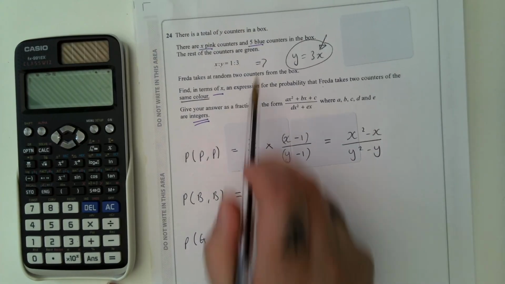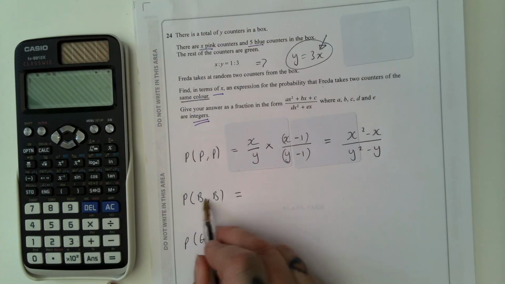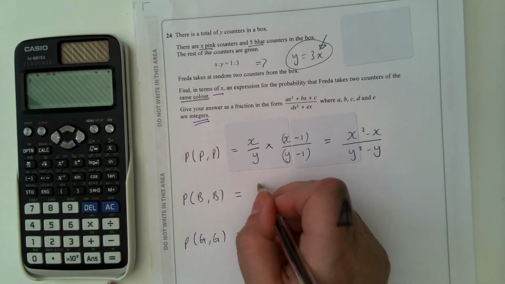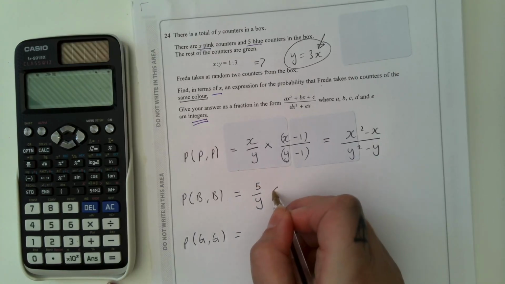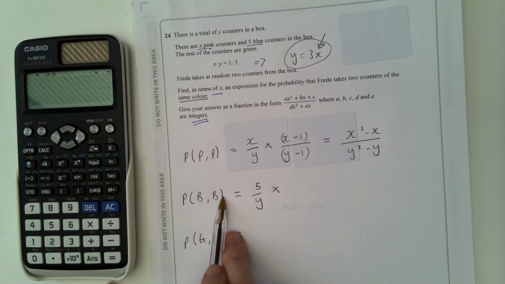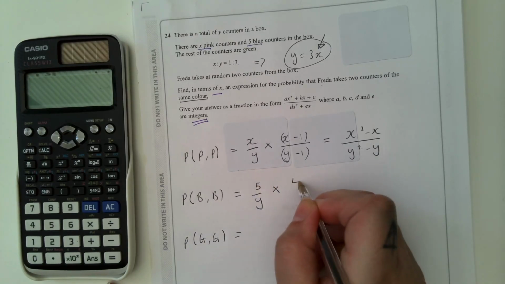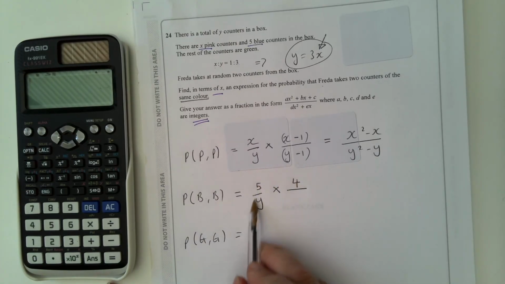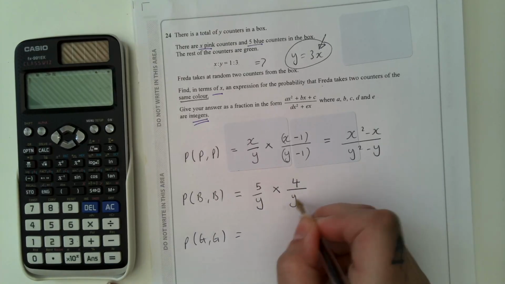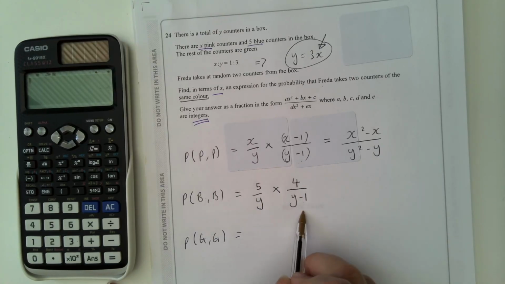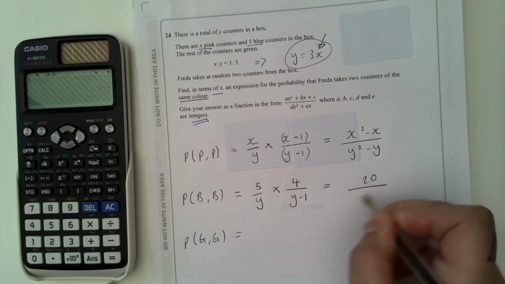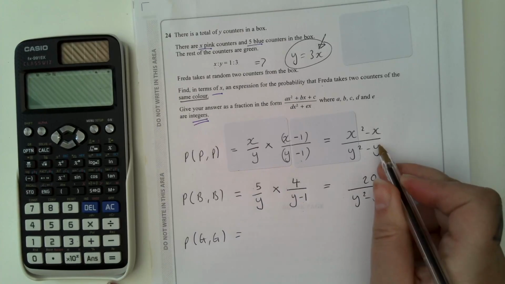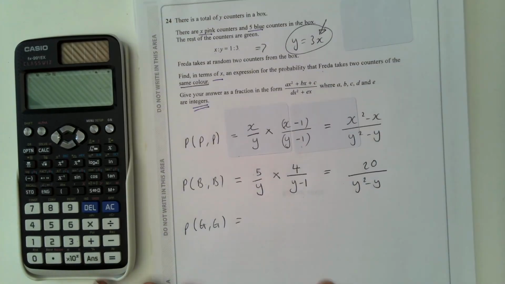Let's do the same with blue. So there are 5 blue counters. So the first time Frida picks a blue, it would be 5 out of y. Remember, y is the total number of counters. The second time Frida picks blue, there's 1 less blue to pick from, so that's 4, and then there's 1 less counter in total, so that's y subtract 1 again as the denominator. So 5 times 4 is 20 over the same denominator. And we'd expect this.